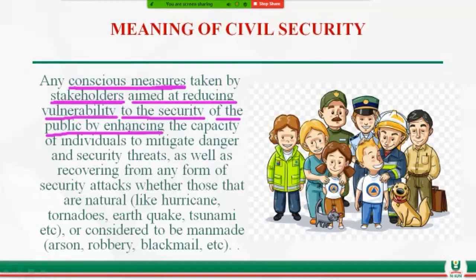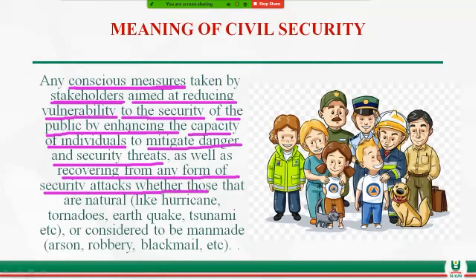How? By enhancing the capacity of individuals to mitigate danger and security threats, as well as recovering from any form of security attack, whether those that are natural, right? Remember, natural security threats like hurricane, tornadoes, earthquakes, tsunami, etc., or considered to be man-made. I hope you remember that. Examples: arson, robbery, blackmail, etc.